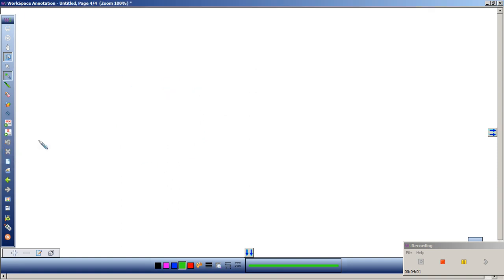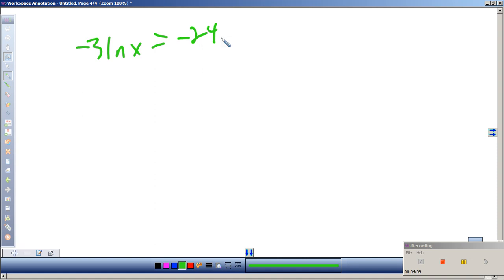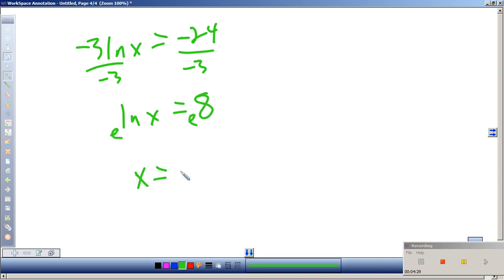Let's see, a bit more complicated. Negative 3 ln x equals negative 24. What did you do first? Divide by negative 3, which leaves us ln x equals 8. Therefore, x equals e to the 8.